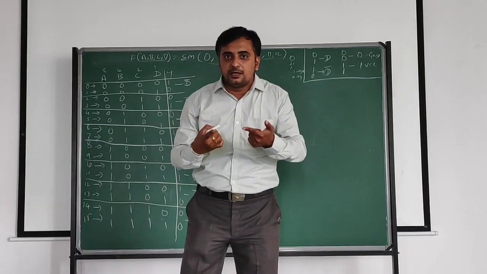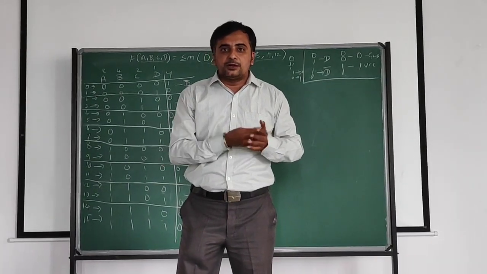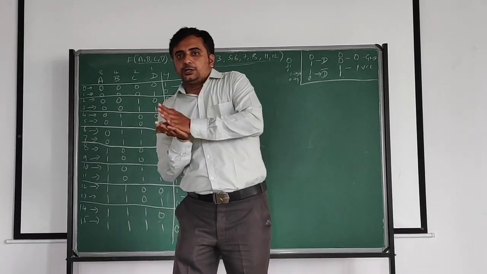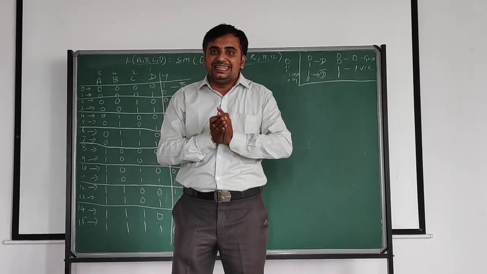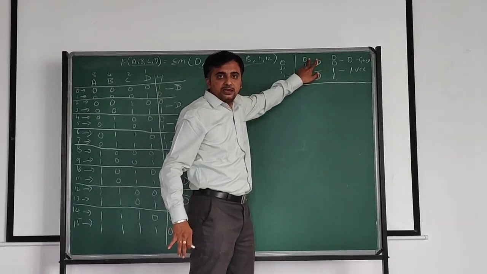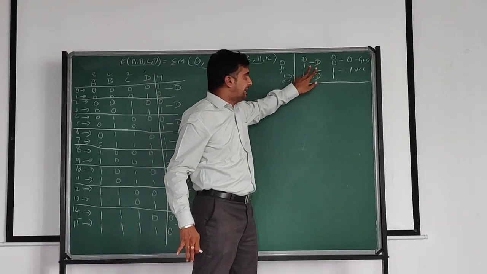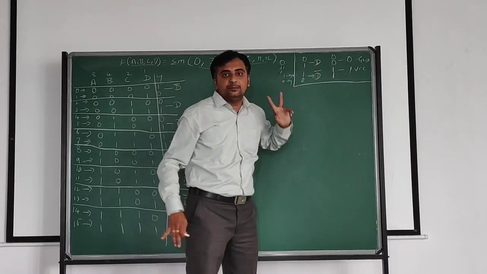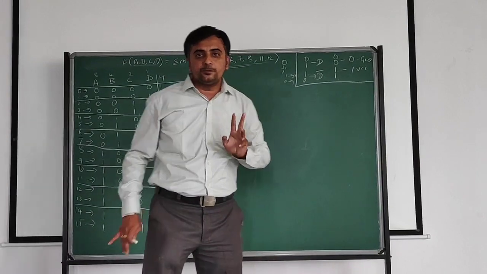Complement indicates a NOT gate. There are basic gates like AND, OR, NOT. So the complement is indicated by a NOT gate, and that is why we are using D and D bar. 0 is low, and 1 is high. So low means D, high means D bar. So we have to calculate D to D bar.